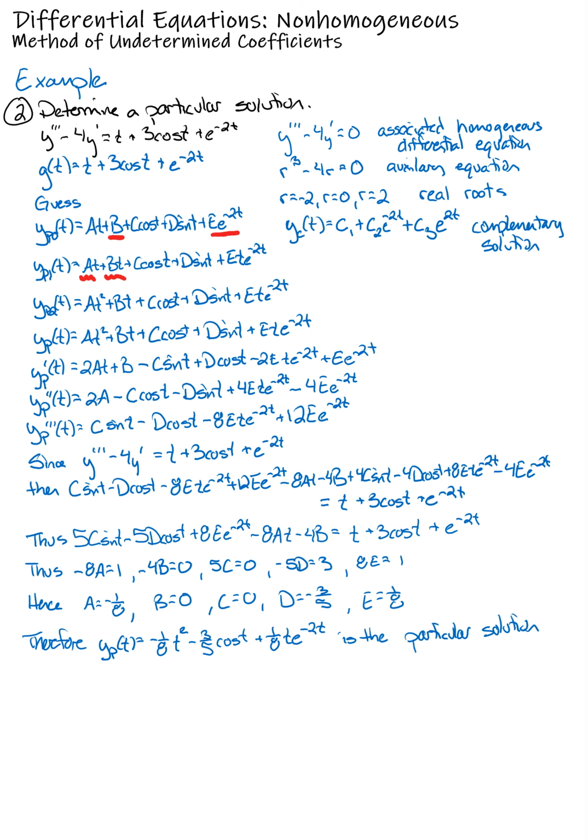Remember to come up with the general solution. If you're asked to find a general solution, then you would put the particular solution together with the complementary solution. And if you have initial conditions, you could actually find C1, C2, C3 in this situation. But there you go. Enjoy.